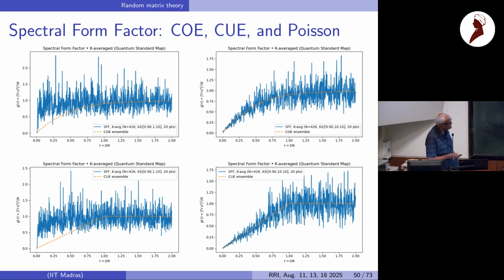And here I've broken time reversal by putting one of those fluxes to be non-zero. You can see that it's a linear ramp till exactly the scaled time of 1, the Heisenberg time, after which it flattens out. This is Poisson. This one is where k is small, k is around 1, where it's not fully chaotic at all. And so it does not matter. The spectral form factor will be 1 everywhere.